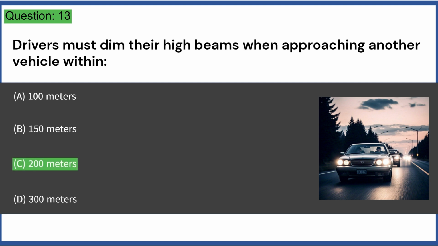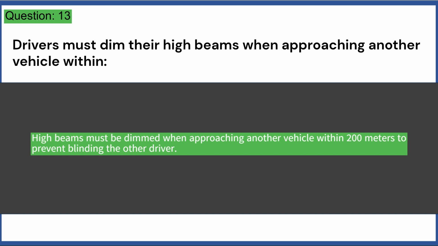Answer: C. High beams must be dimmed when approaching another vehicle within 200 meters to prevent blinding the other driver.